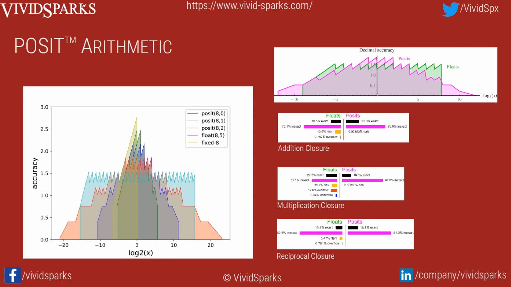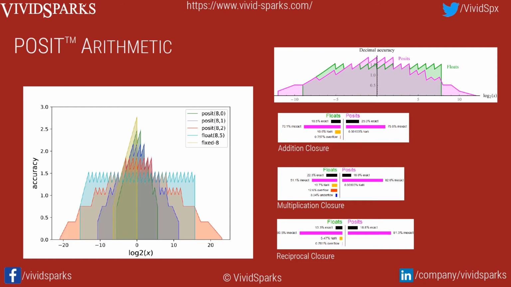Since they have a large dynamic range and there are no overflows and underflows, for your convenience I have plotted some closure plots for basic arithmetic operations, in this case addition, multiplication, and reciprocal. As you can see, posits are more accurate compared to floats. In other words, they get closer to the correct answer. For example, 0.36479 is the correct answer. In posits, you can say 0.3647888 is something like that. So the inexact results are closer.